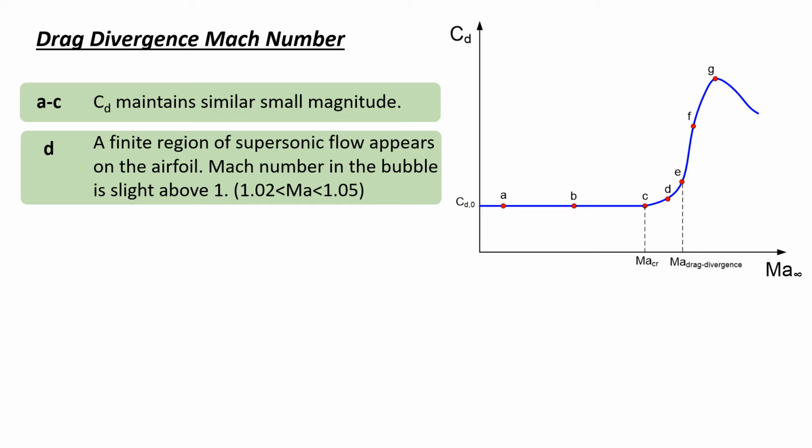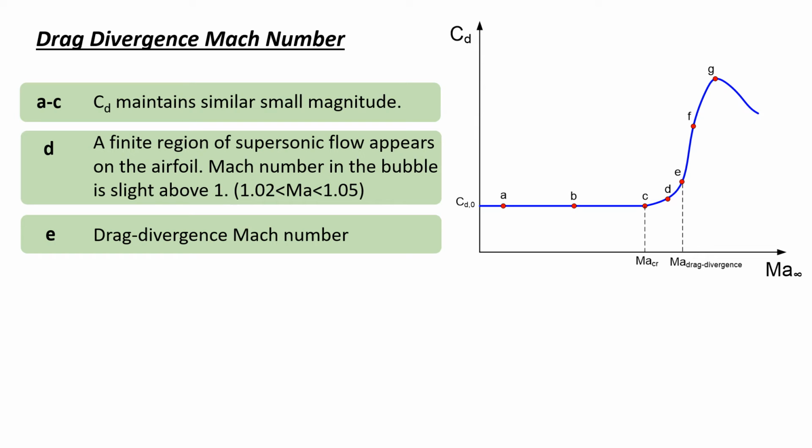Point D, at this point, there will be a finite region of supersonic flow appearing on the aerofoil, and the Mach number in the supersonic bubble is slightly above 1. It's very weak supersonic flow, so it's between 1.02 and 1.05. So you can see it's only slightly above 1. So that's at point D.